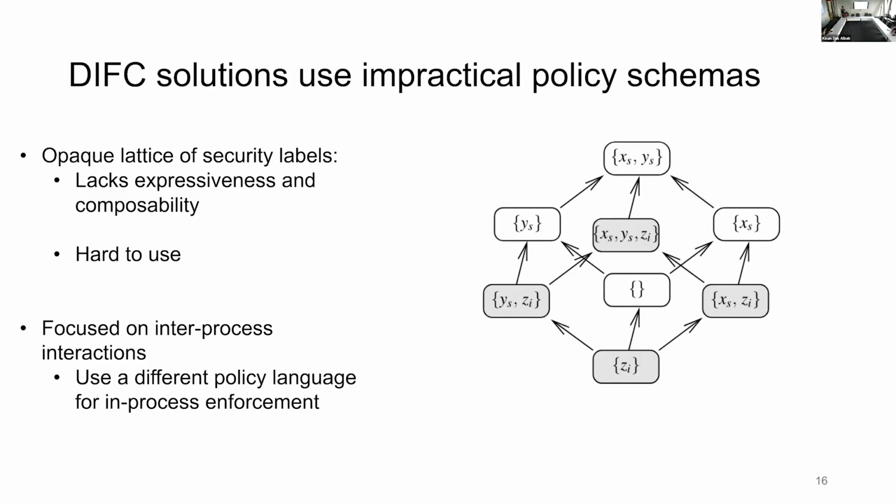is a lattice of security labels, kind of opaque. I mean, you can look at what it looks like. This is taken from the seminal paper of the IFC. And most importantly, distributed IFC policies focus on inter-process interactions. It's very hard to reason about the data flow within a program if all you think about is how information flows from one program to the other.